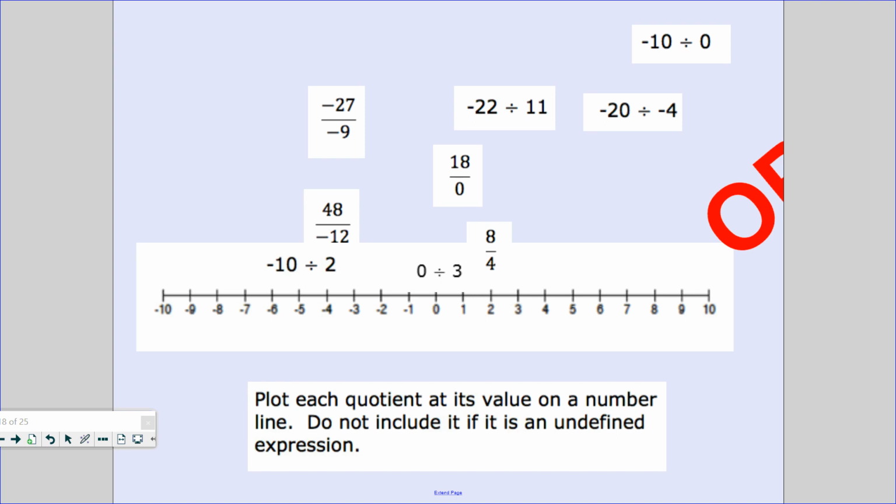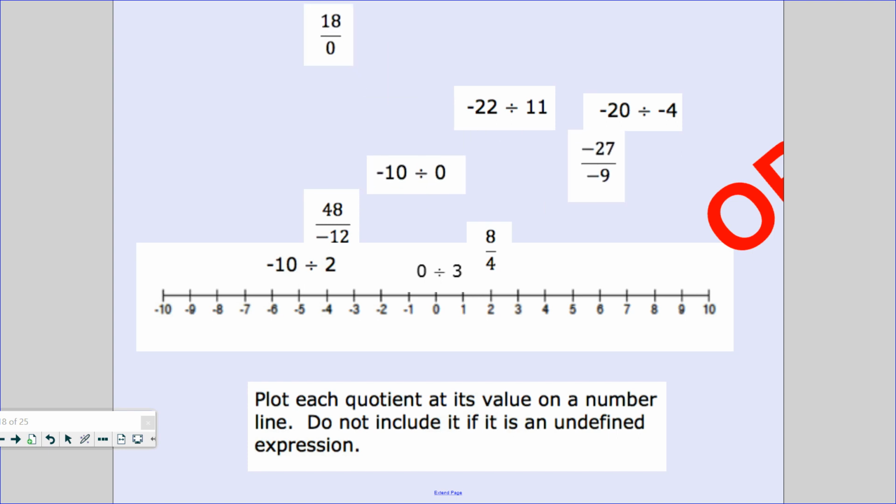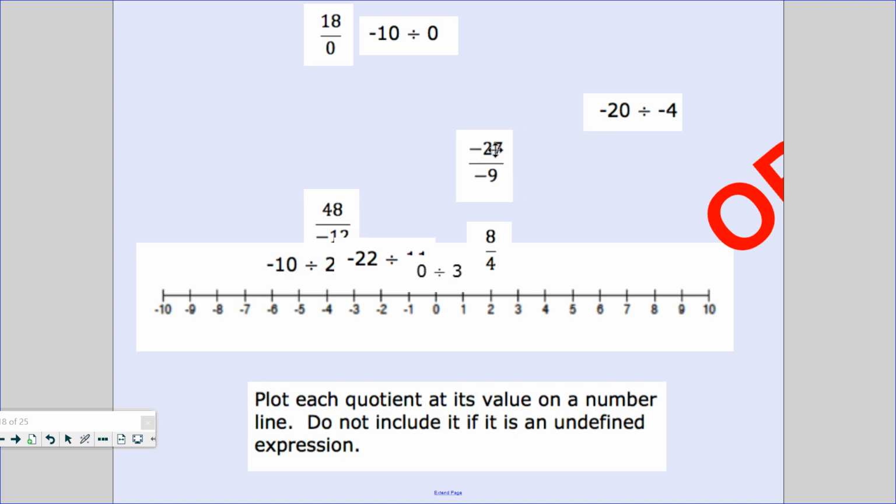18 divided into 0 groups. Not possible, undefined. Negative 10 divided into 0 groups. Undefined, not possible. 22 negatives divided into 11 groups. So it'll be 2 negatives in each group. So we go right here. 27 divided by 9 is 3. Opposite of a negative is positive 3. It goes right here. And 20 divided by 4 is 5. Opposite of a negative is positive. So positive 5 goes right there.